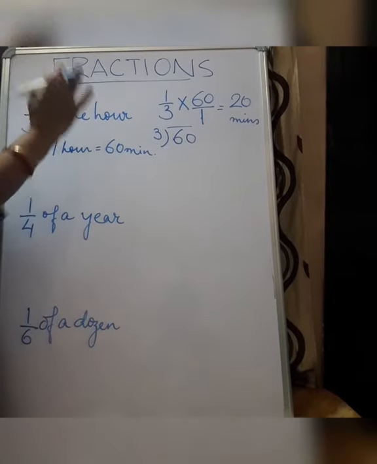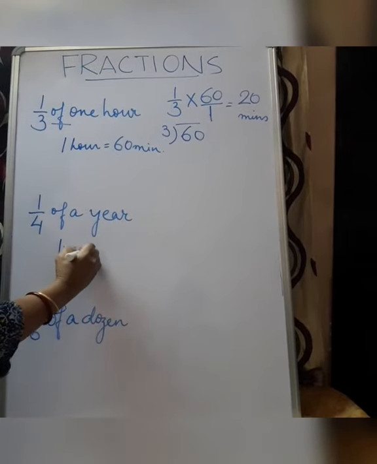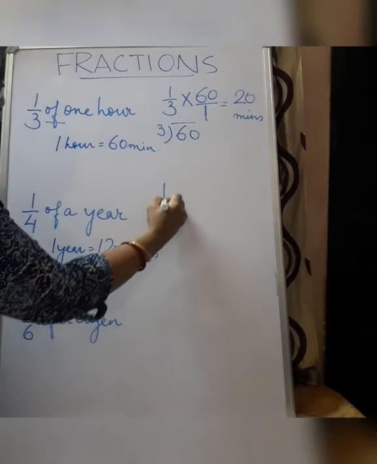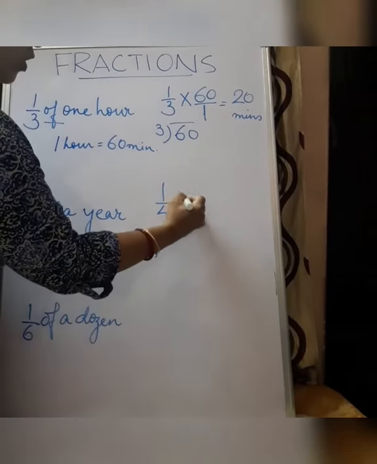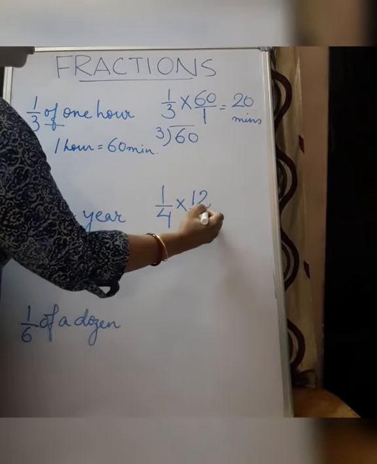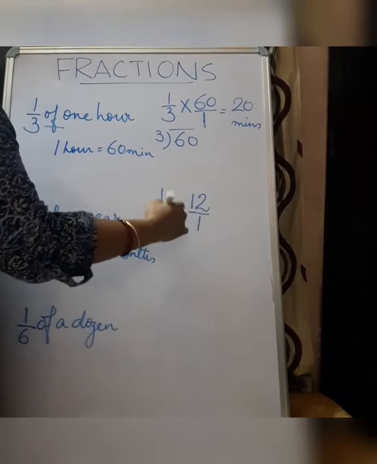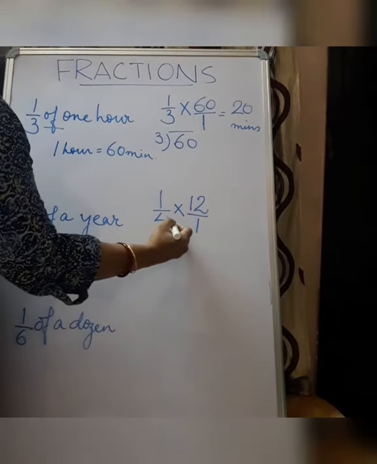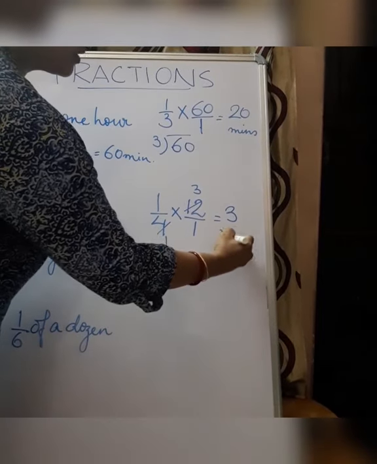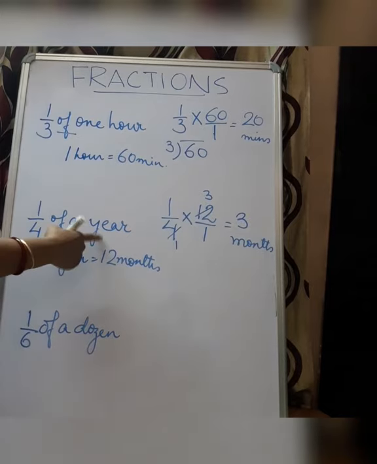20 minutes. 1/4 of a year. 1 year means 12 months. So 1/4 of means multiply 12 months. Again we put 1 over here and cancel it or divide it. 4 1s are 4 and 4 3s are 12. So this comes to be 3 months. 3 months is 1/4 of a year.